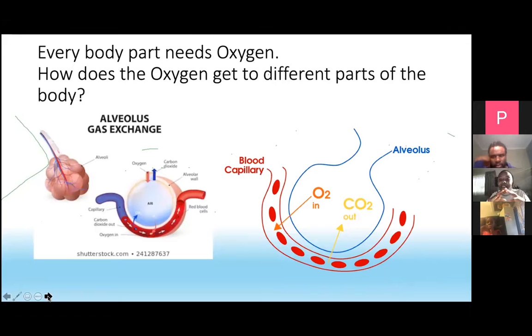Every part of our body needs oxygen. So that is why when we do jumping jacks and we jog and we exercise and we play, we end up breathing very fast.